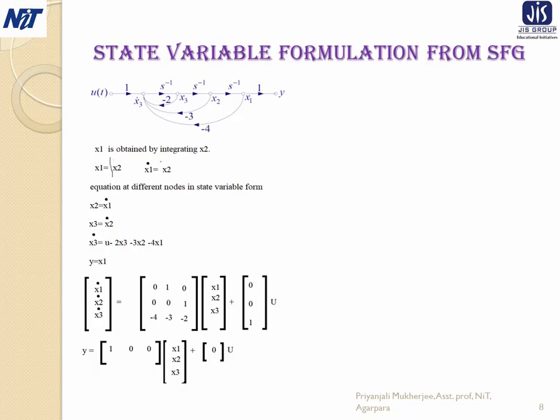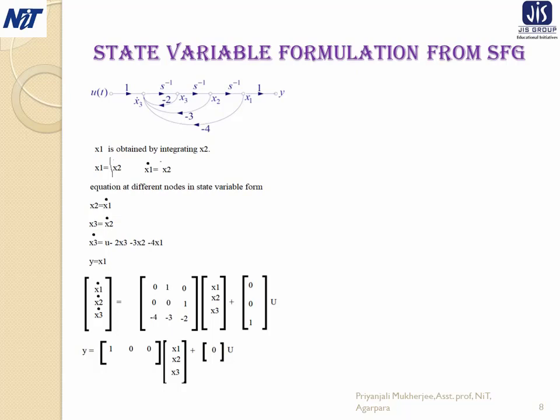So now the general form of the state equation is x dot(t) is equal to A into x(t) plus B into u(t), and the general form of the output equation is y(t) equal to C into x(t) plus D into u(t). So here, as there are 3 integrators, 3 state variables have been chosen, and these three state variables are x1, x2 and x3.